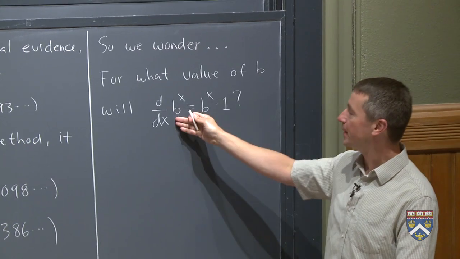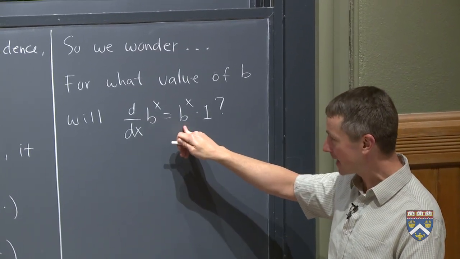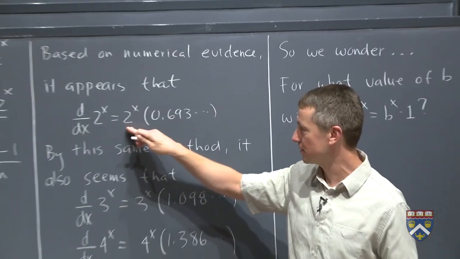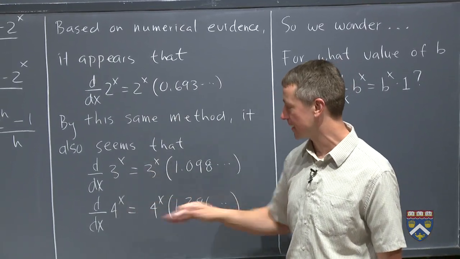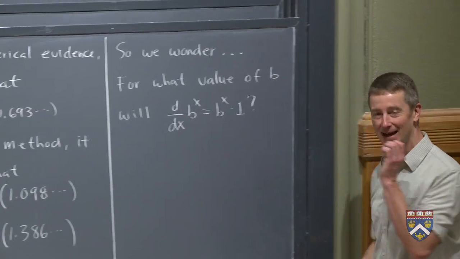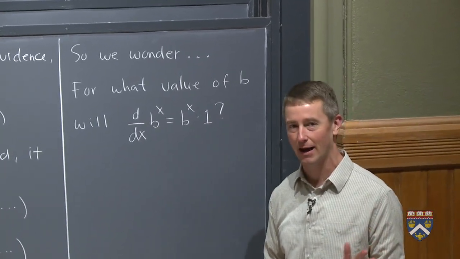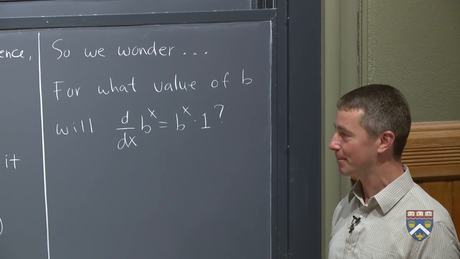For what value of b will we take the derivative of b to the x and get b to the x, just like we did here: 2 to the x times some constant, 3 to the x has a 3 to the x, derivative of 4 to the x has a 4 to the x. But instead of these ugly constants, we get the nice, cleanest constant that there is, the constant of 1. So what number b do you think might make that happen?